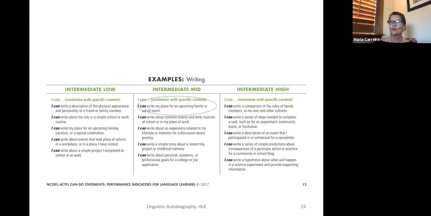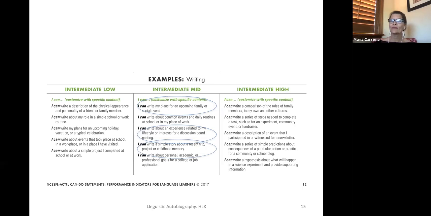We can also ask students to write plans for an upcoming family or social event. This again engages them in reflecting on their cultural practices. We can ask them to write about an experience related to their lifestyle, maybe one that compares what it was like when they were living at home versus what it is like if they're in college now that they are on their own. Again, these kinds of comparisons are exactly what we know our HL learners want to do.